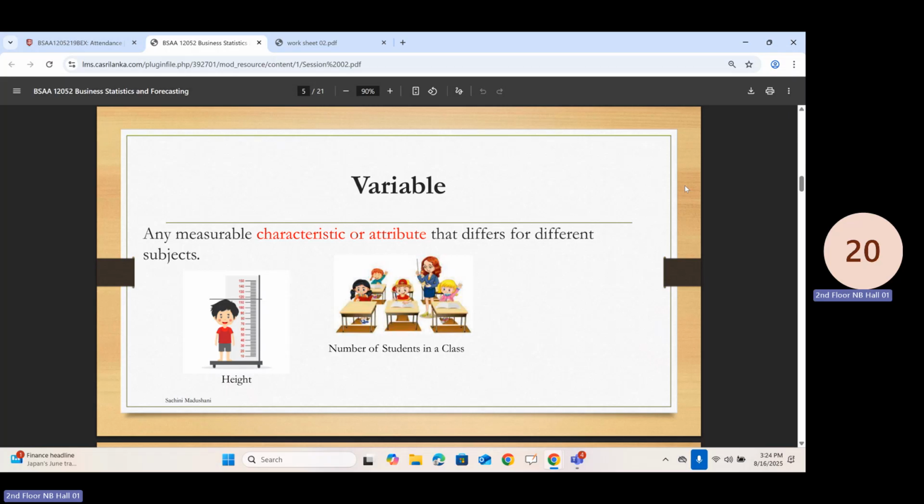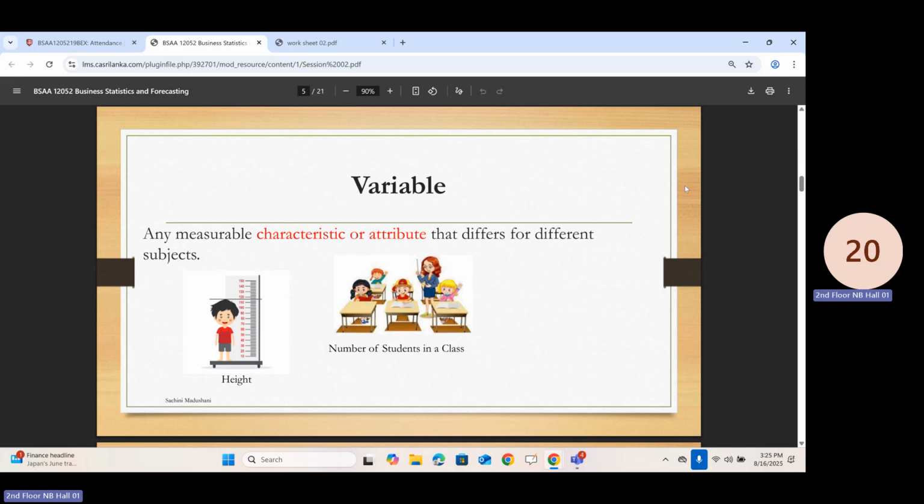Variable means, in the statistics subject, all the time we need data. Here a variable means any measurable characteristic or attribute. Weight and height are variables. All these things we can measure. Any measurable characteristic or attribute we call a variable. So many variables are there.